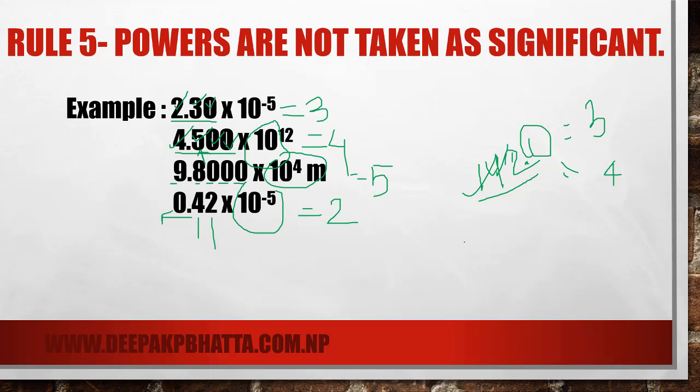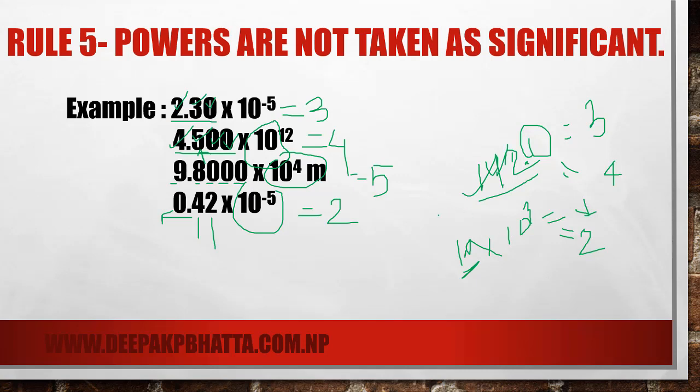Again, if we have the number 1 into 10 to the power 3, its significance is only 1. But if we have 1.0, how interesting, this 0 has value here. Then its significant figure count becomes 2. How interesting! The significant figure count can change according to these rules.